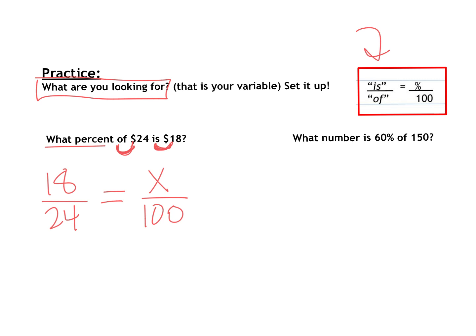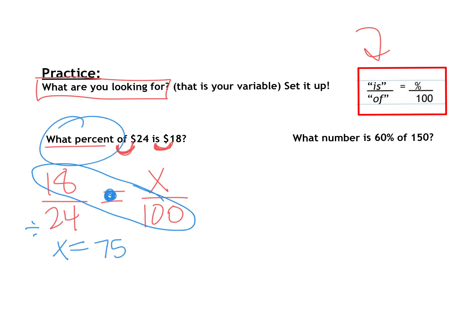So if we think way back to solving proportions, we just solve this like how we normally do. Remember, we multiply the diagonals, we find the ones with the numbers without the variable, we multiply, and then we divide by the third. So if I do 18 times 100 divided by 24, I get x equals 75. Because I was looking for the percent, it would just be 75%.